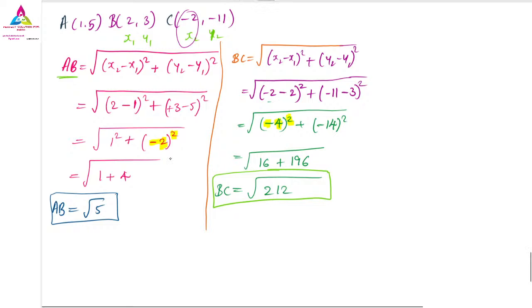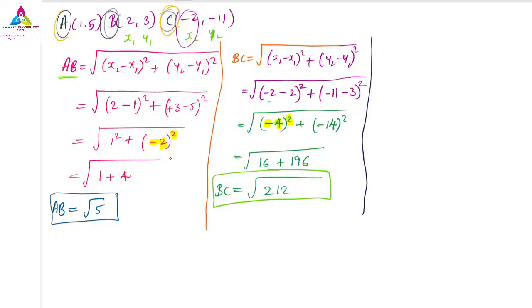The third one also we have to find. What is the next thing we have to find here? We found AB, we found BC, and now we have to find which one? CA or AC. So we have to find all the three things. So now again the x1 and x2 will change. So AC we are going to find now.